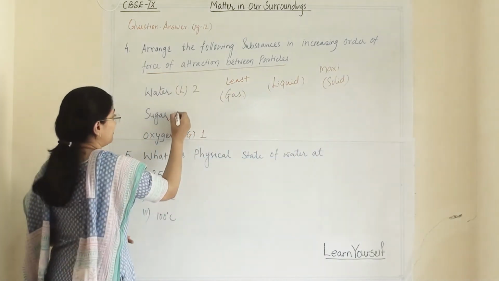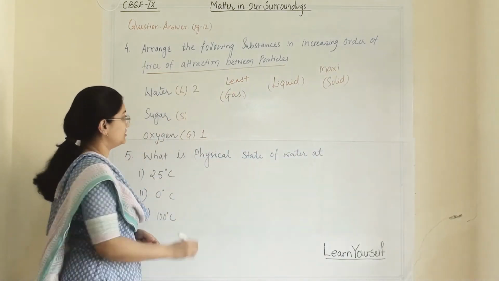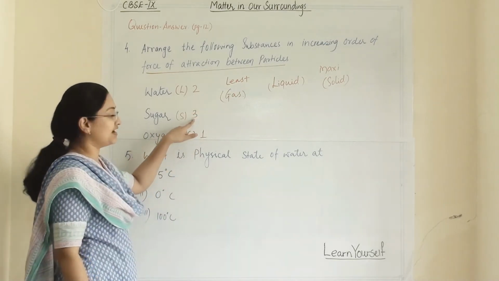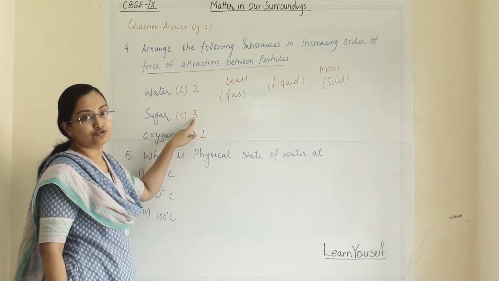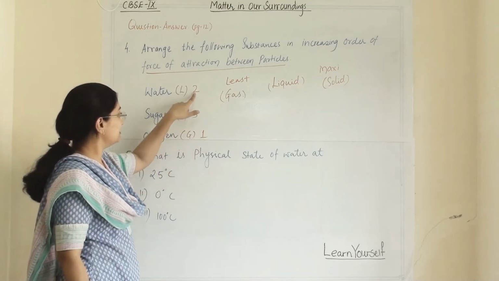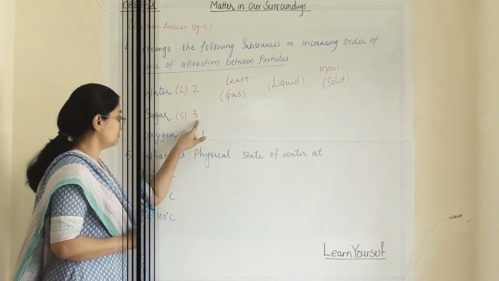So here we have sugar as a solid. So this will come third. So the maximum force of attraction is for solid state. So first one is gaseous state, then liquid, and then solid.